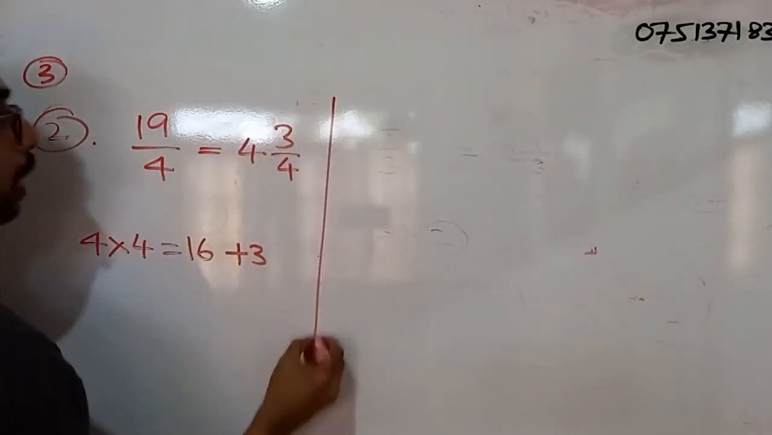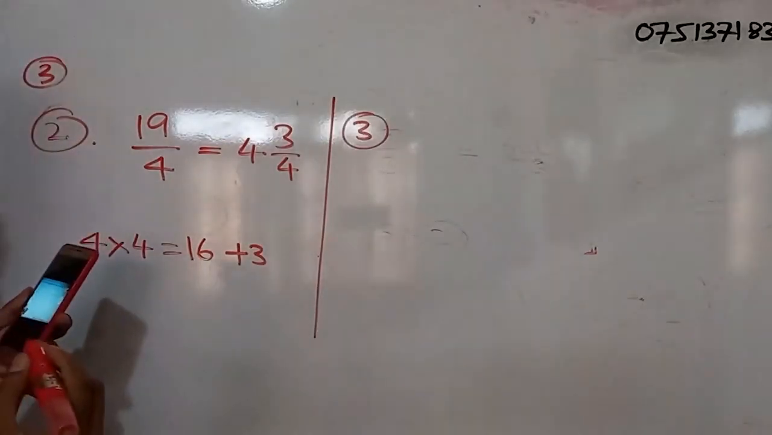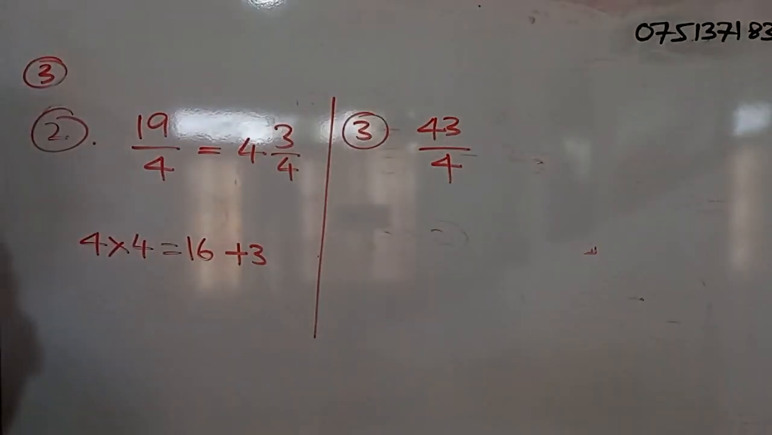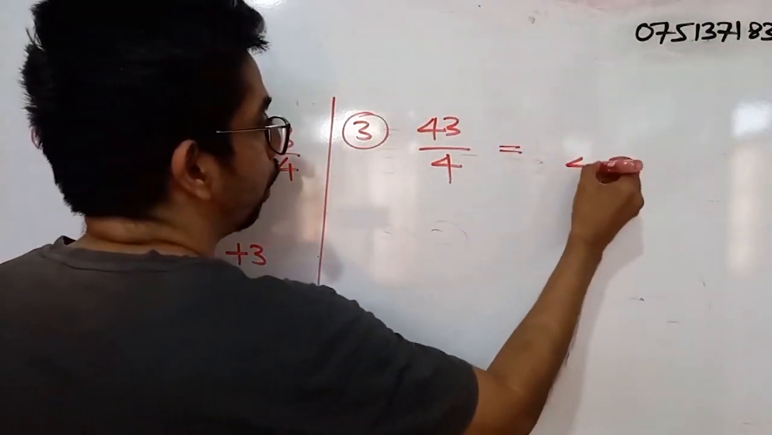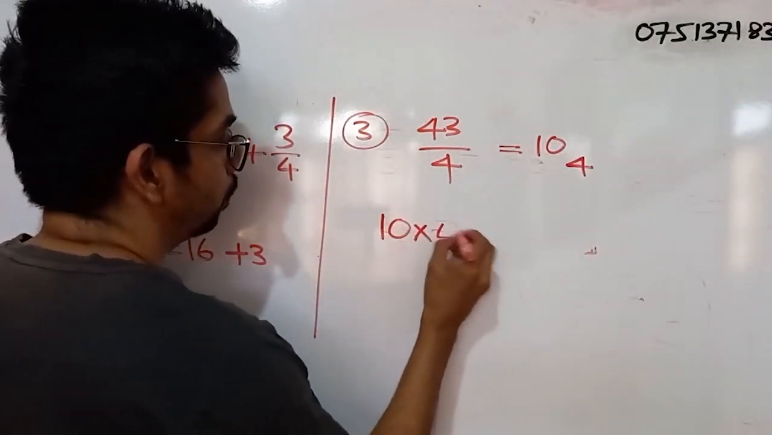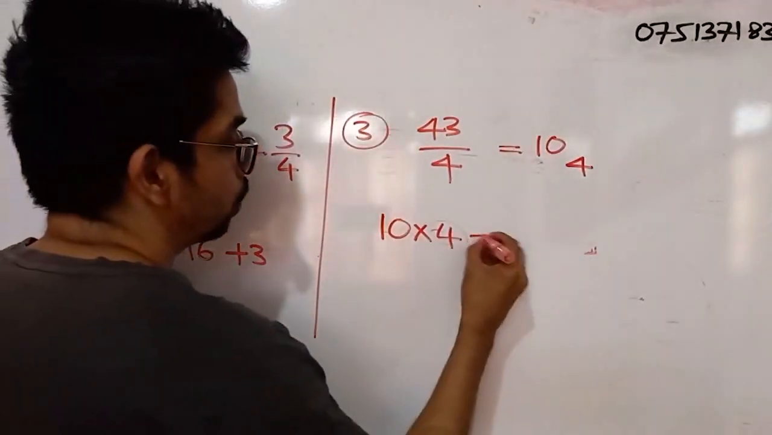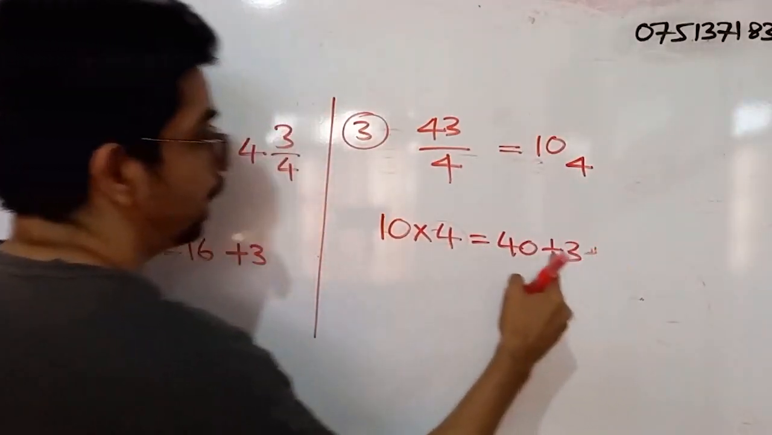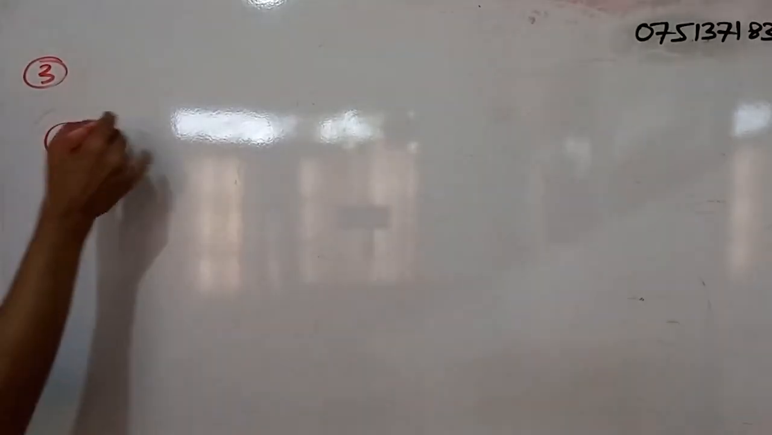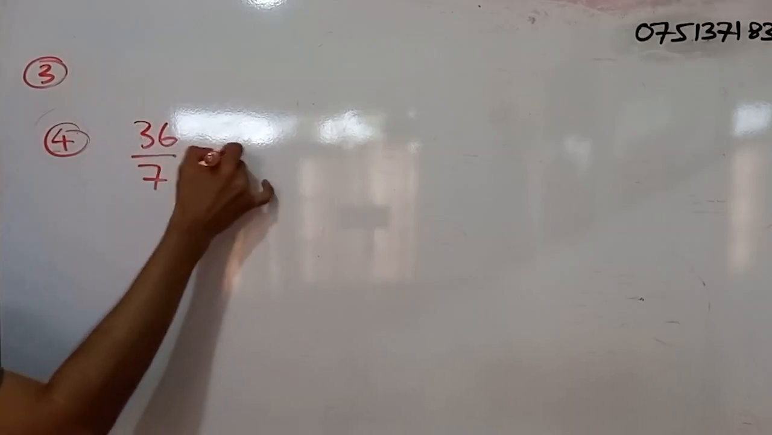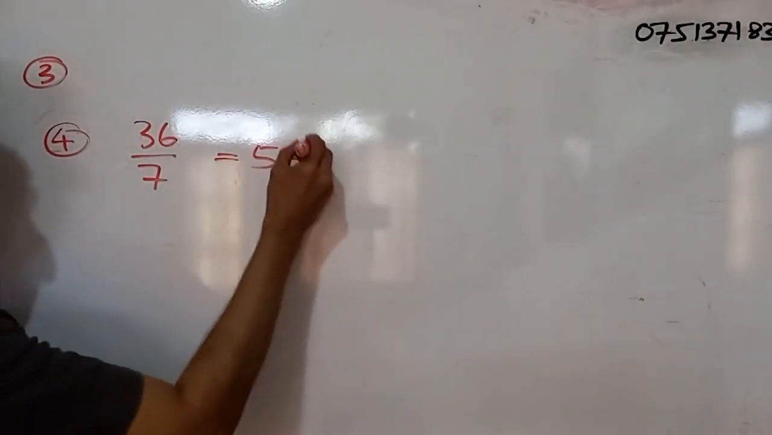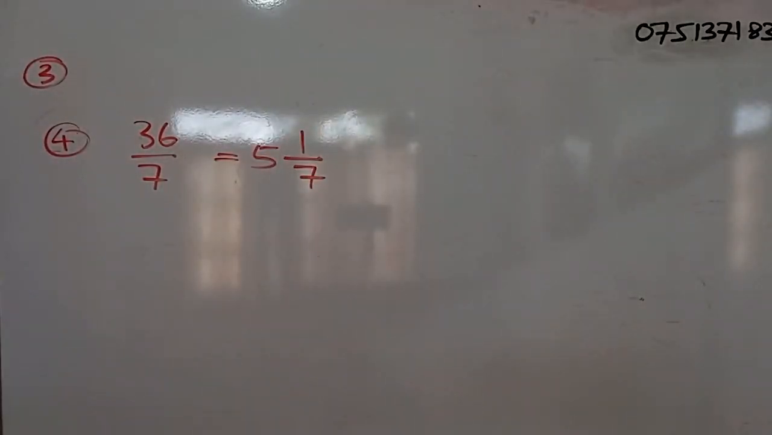Okay. The next part, we have what? 43 by 4. Right? Here also we know 4 times 10, that is 40. So that is 10 times 4, the same thing. So we know that is 40 and we need another 3 to go to 43. Right? Part 4, we have 36 by 7. So we know 7 times 5, that is 35. And we need one more to go to 36.